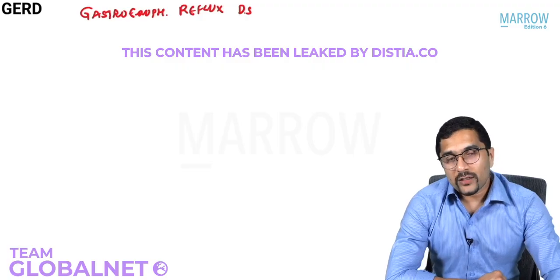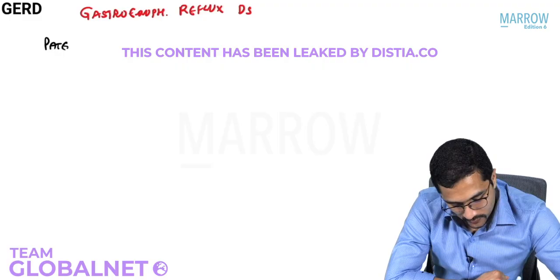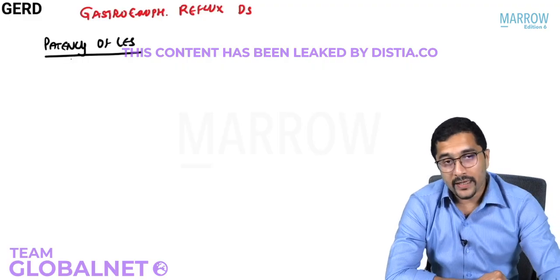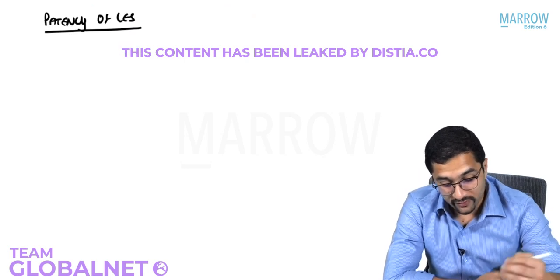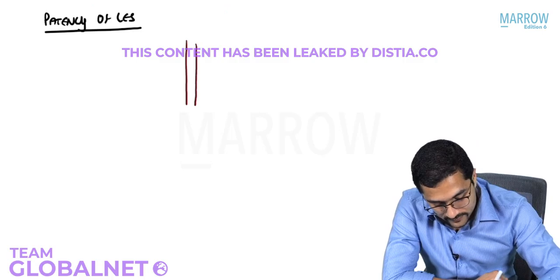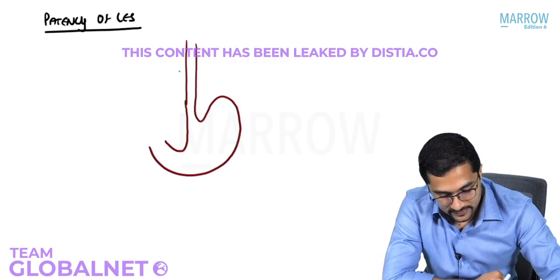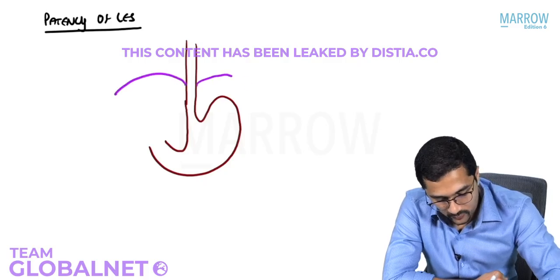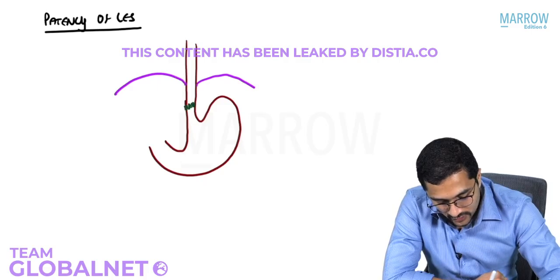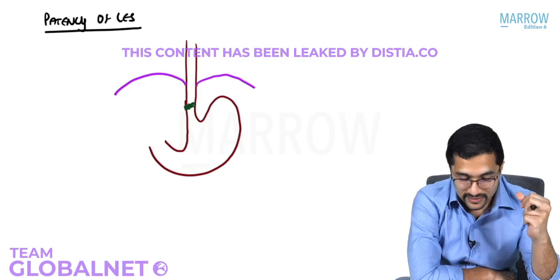Now, first we need to understand what are the factors which help in maintaining the patency of the lower esophageal sphincter so that reflux does not occur. Right, so this was our esophagus. This was the stomach. And this is the diaphragmatic opening. And this is the gastroesophageal junction, which in normal people like us lies in the abdominal cavity.